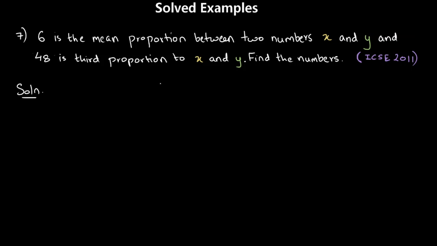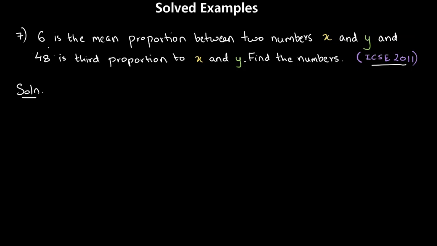Right, let's deal with this question based on continued proportion. The question tells us that 6 is the mean proportion between two numbers x and y, and 48 is the third proportion to x and y. Find the numbers. This question was asked way back in the ICSE 2011 examination.